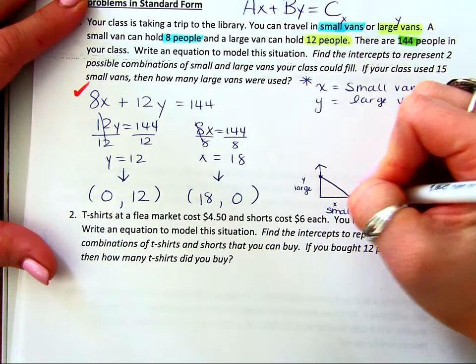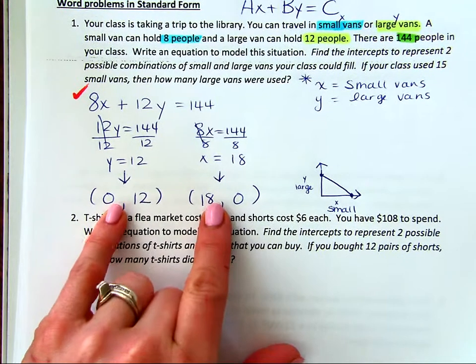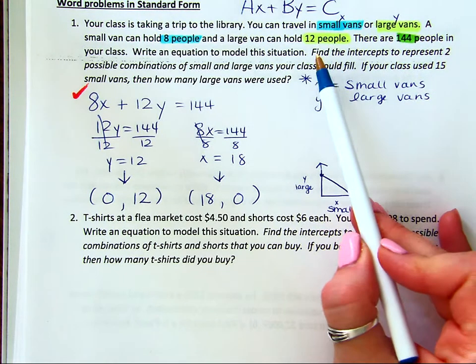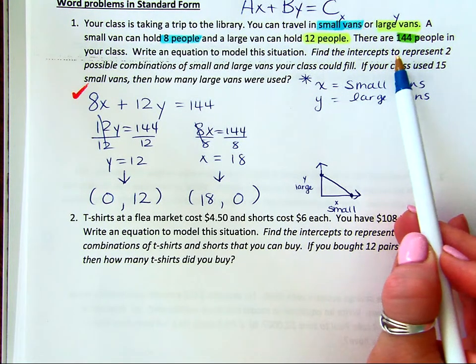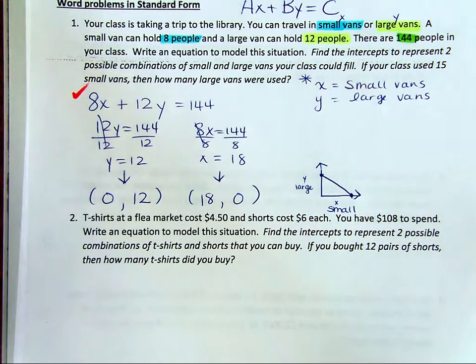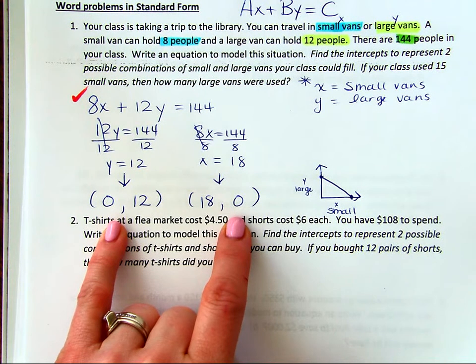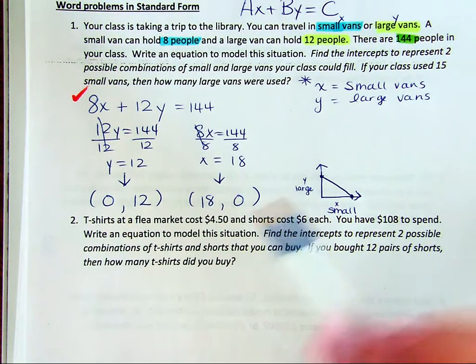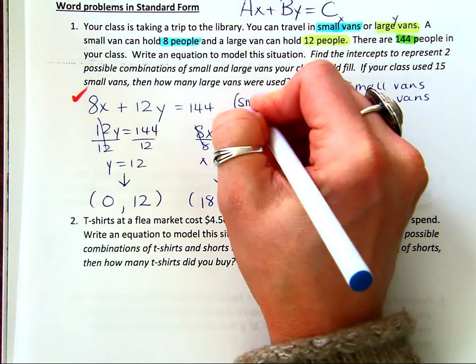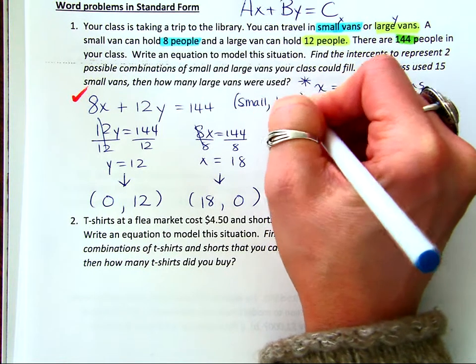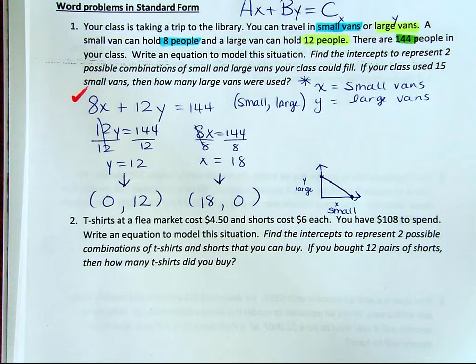Okay, but we need to talk about what these intercepts mean. If you go back up and read the problem, it says, find the x and y intercept to represent two possible combinations. So when you find the intercepts, this is so important. Your intercepts are your all or nothing. I want you to write this: small, comma, large. Because that ordered pair is really important.